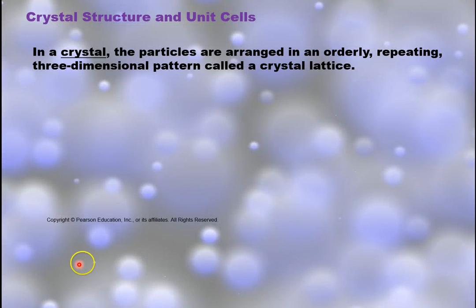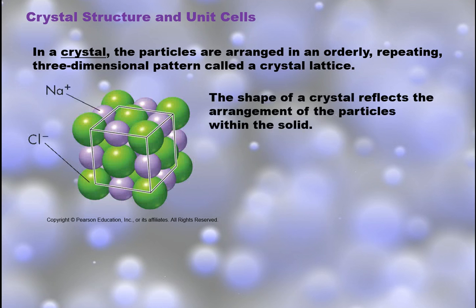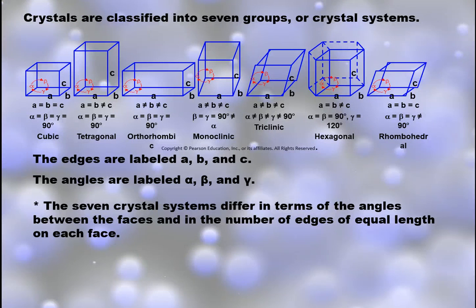So what makes up a solid? We have crystalline structures. The particles are arranged in orderly repeating three-dimensional patterns, which we call a crystal lattice. And we learned this a little bit earlier in the school year. The shape of the crystal reflects the arrangement of the particles within the solid. So we see the chlorine and the sodium ions, and their natural arrangement just gives them a cuboidal shape. So they naturally come into these shapes.